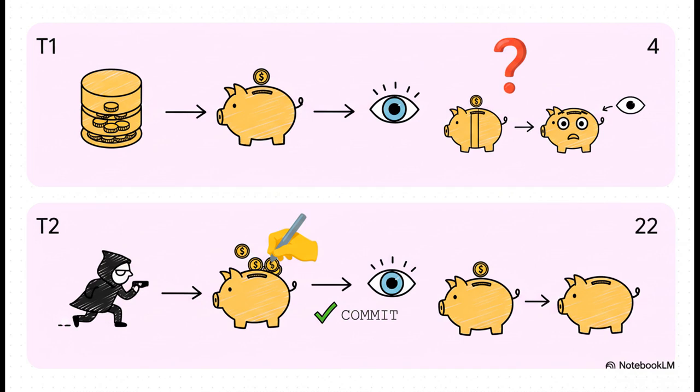Next, we've got the non-repeatable read. In this case, your transaction reads some data, let's say an average score. Then, before your transaction is done, another transaction swoops in, changes that data, and commits its change. When your transaction goes to read that same average score again, the value has changed. The read isn't repeatable, and that can cause all sorts of chaos in your logic.